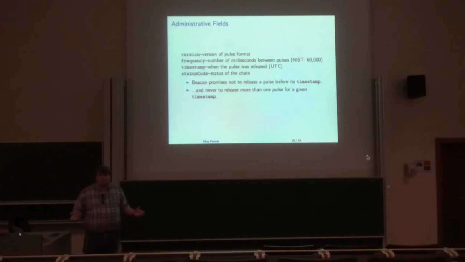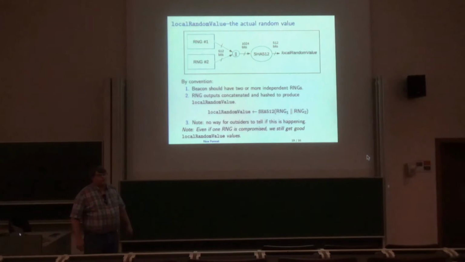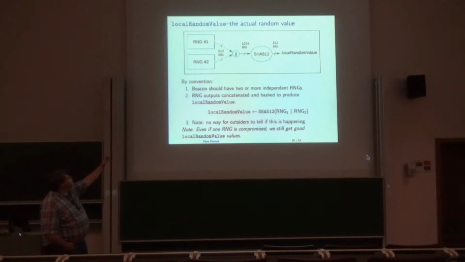The local random value, it's called the seed value in the current version. It's called the local random value in the new version. And the idea is that by convention, a beacon should have two or more independent hardware RNGs that it uses to generate the random numbers for this output. And then it hashes them together. We use SHA-512 for everything in the beacon. And you can see the idea, we're concatenating them and then hashing them.